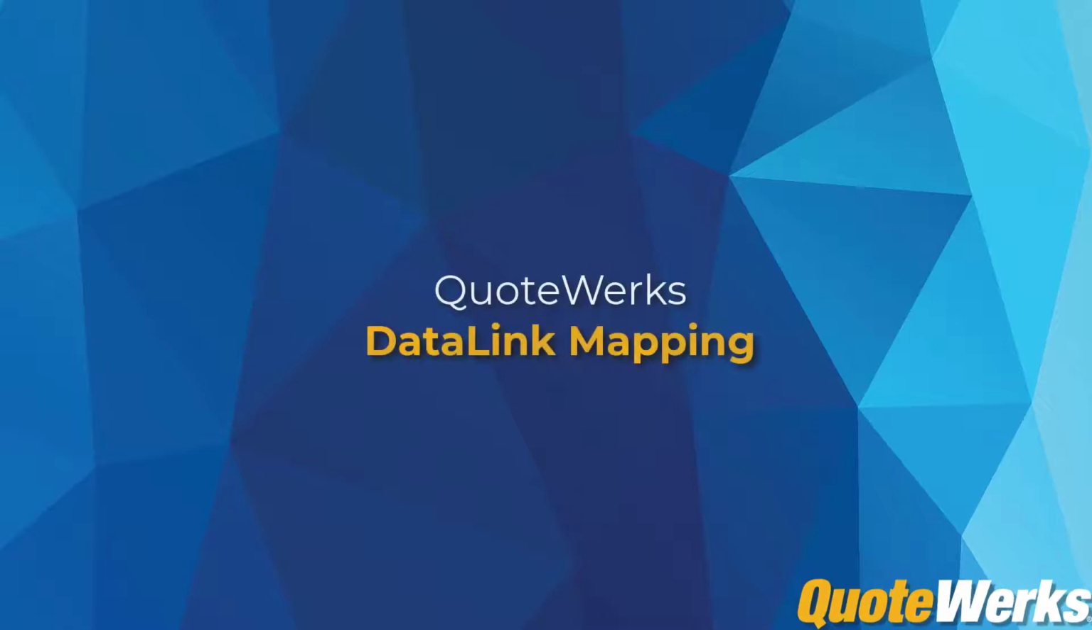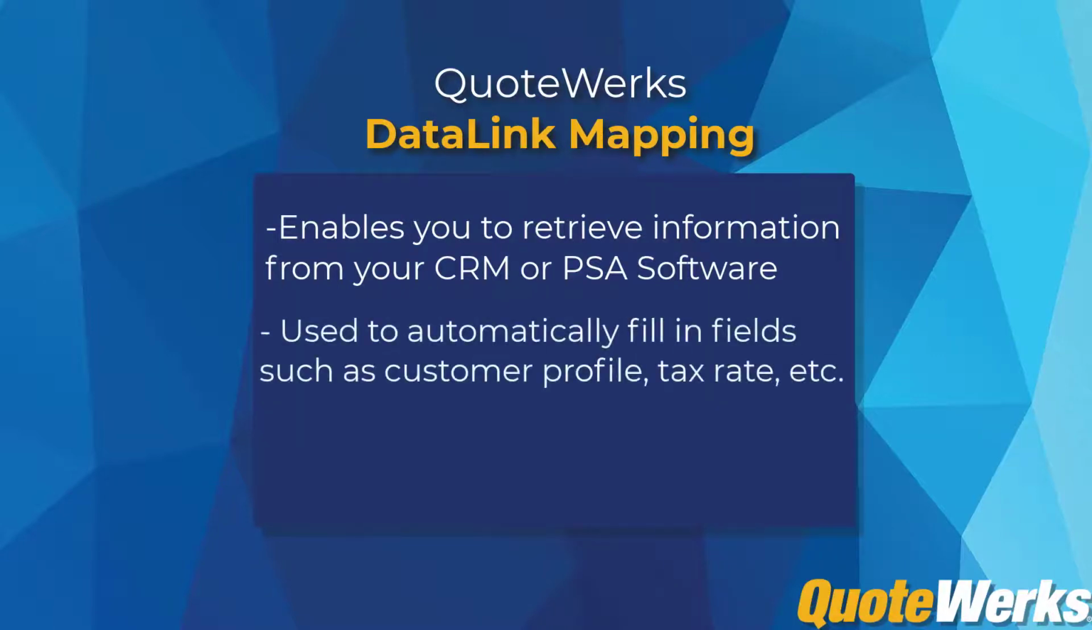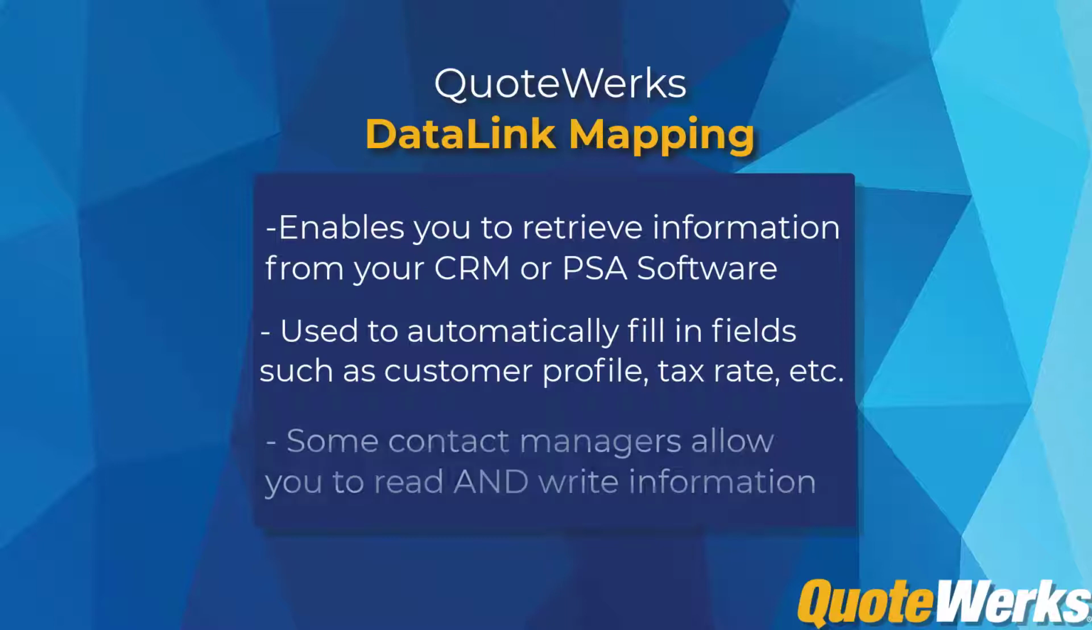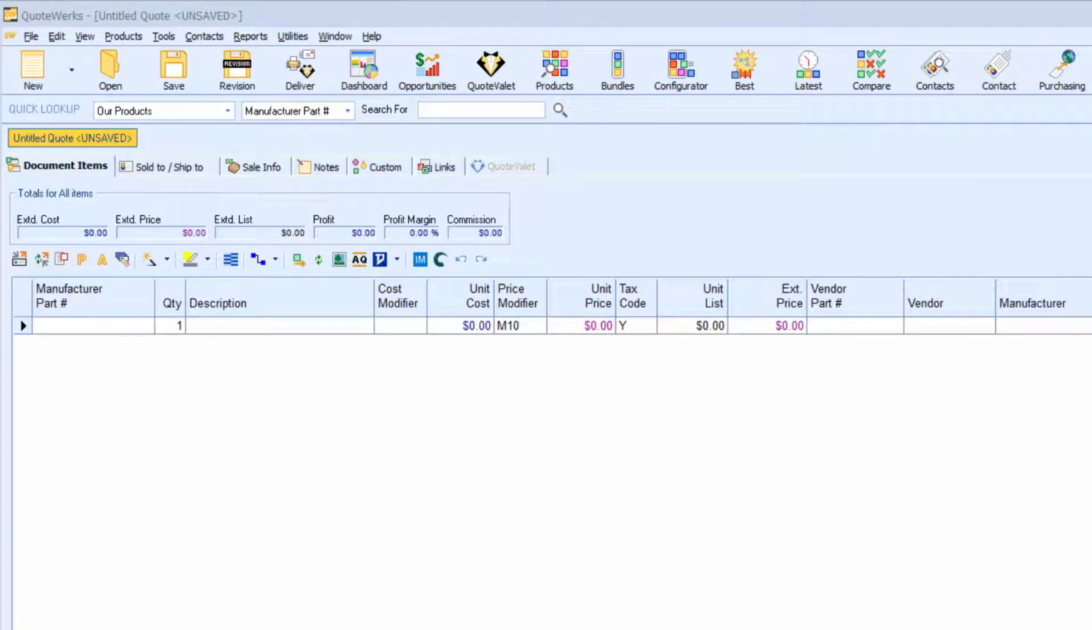In this video, I will be giving a brief overview of the QuoteWerks Datalink feature. The Datalink feature enables you to retrieve information from your CRM or PSA software. We can use the Datalink feature to automatically fill in fields such as the customer profile, tax rate, terms, custom fields, and more. Some of the CRM and PSA softwares will even allow you to read and write information from QuoteWerks. Let's start off by navigating to the Set Up Contact Manager window under Contacts.